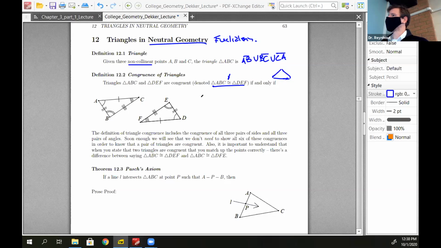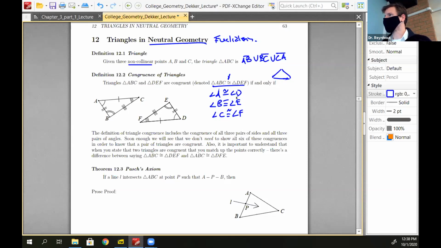Notation is important here, so we want to be able to say that angle ABC is congruent to, actually we can write this a little bit easier because we're just looking at the 3 points. We can say angle A is congruent to angle D, angle B is congruent to angle E, and then angle C is congruent to angle F. So that takes care of the angle congruencies.